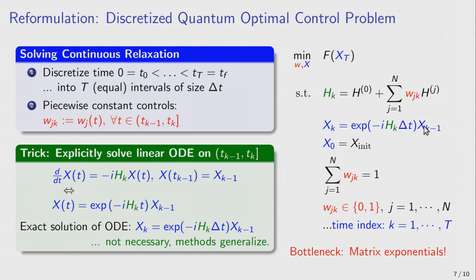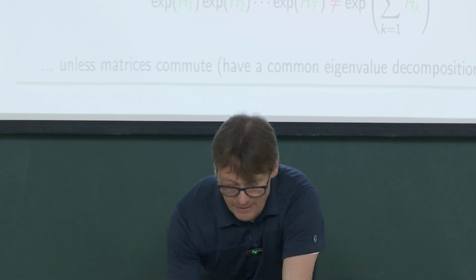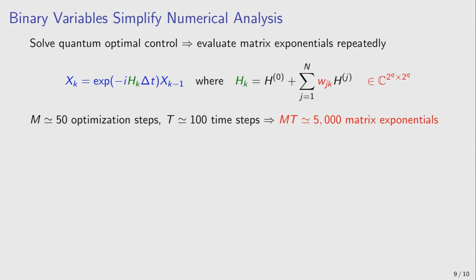So I have this telescoping product, and really what I want to do is form this product of matrix exponentials, but that's not the same as the exponential of the sum of these. So I can't just do this once. I need to do T of these matrix exponentials, which is very expensive. And I need to do this a lot of times, each time I want to evaluate my objective function.